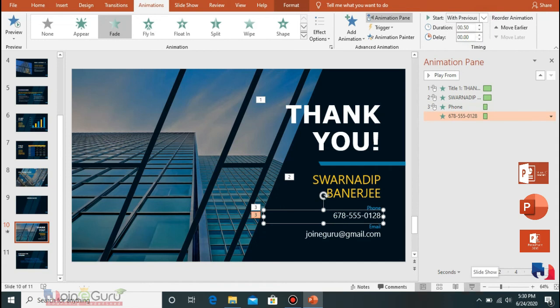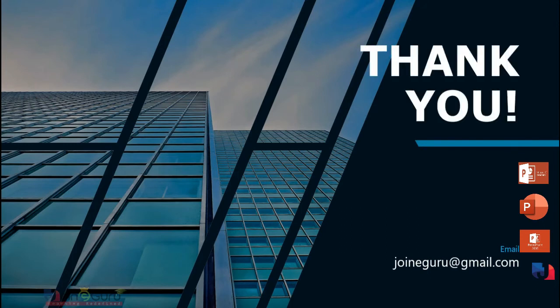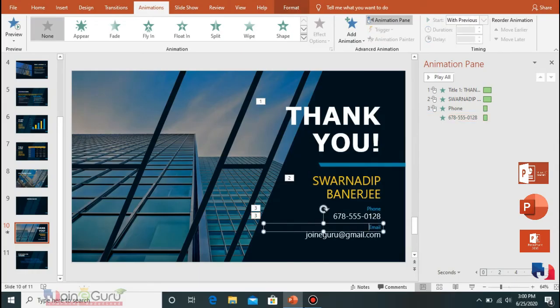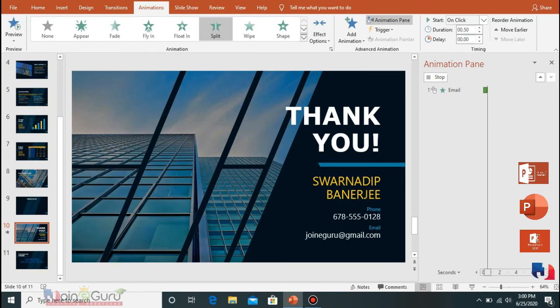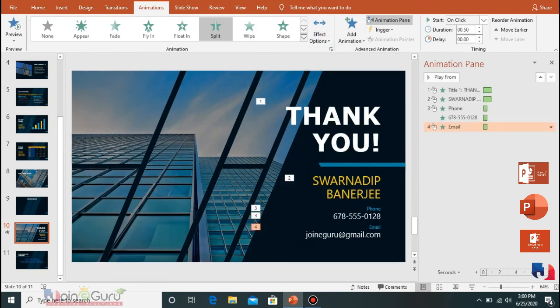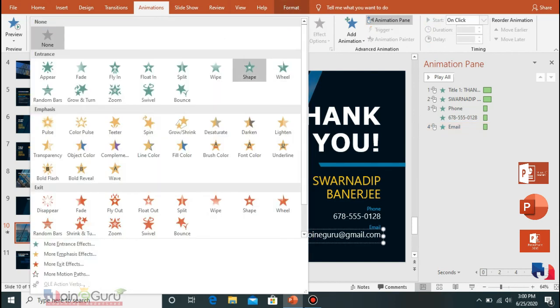I'm clicking the icon slideshow, hit enter, press enter to make the caption appear, and the number will come at the same time also. What I'm going to do is add another animation to the caption of the mail ID, and I'm thinking of adding split animation. I'm changing the direction of it. The last object contains the mail ID and I am adding shape animation to it.